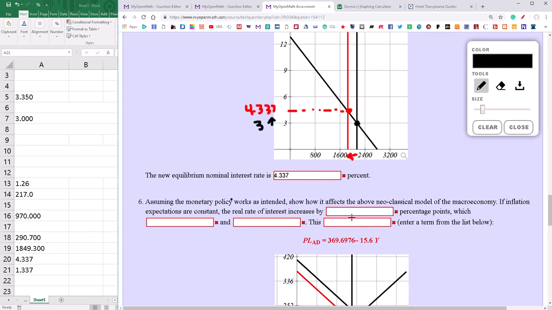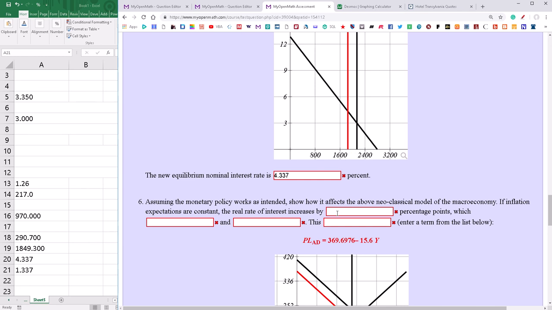So if we hold expected inflation constant, the nominal rate of interest increased by this amount here. That means the real rate of interest will increase by that same amount. Okay, so the real rate of interest is going to increase by 1.337. And then because interest rates are higher, that decreases investment expenditures.